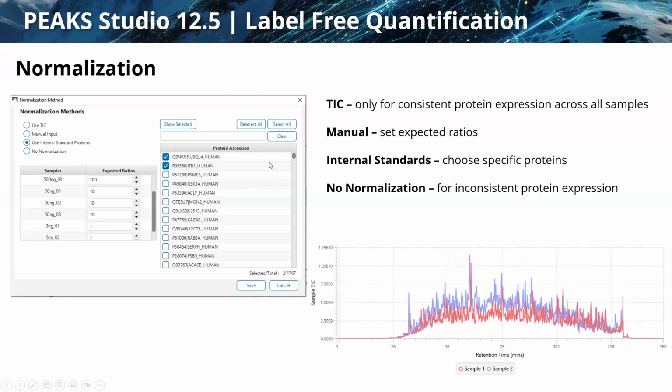So you can say in sample 1, it should be this, in sample 2, it should be twice that, for example. And then the final option is no normalization. This is for conditions that don't really meet the above. If you don't have consistent protein expression, if you're not expecting the TICs to really be the same, if you're expecting very different proteins from sample to sample, then no normalization is a good option. And so that's it for label-free quantification.